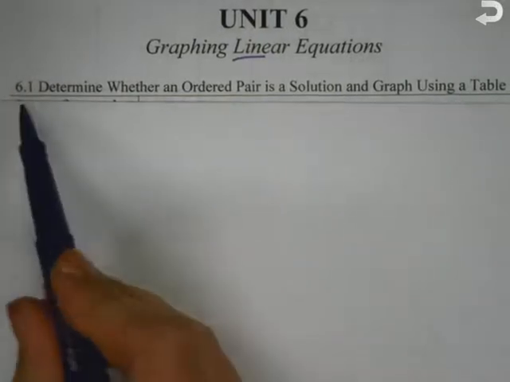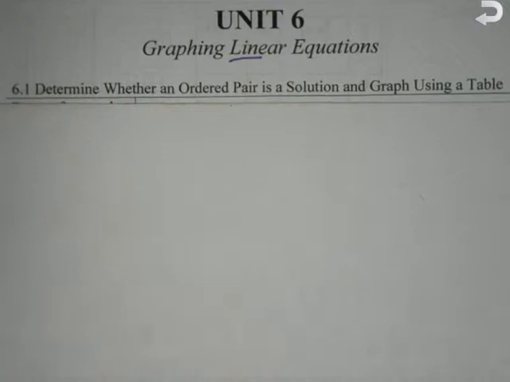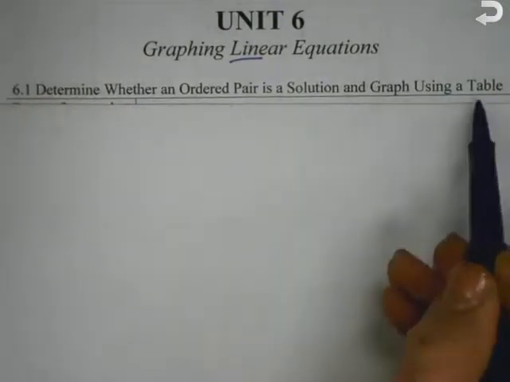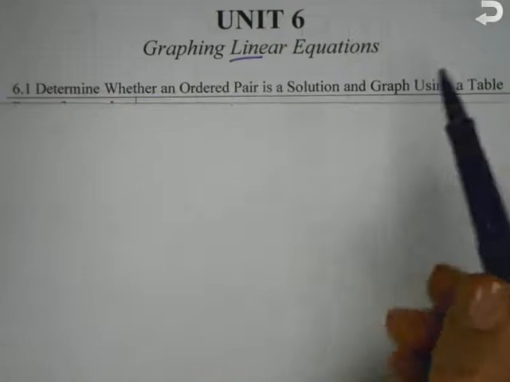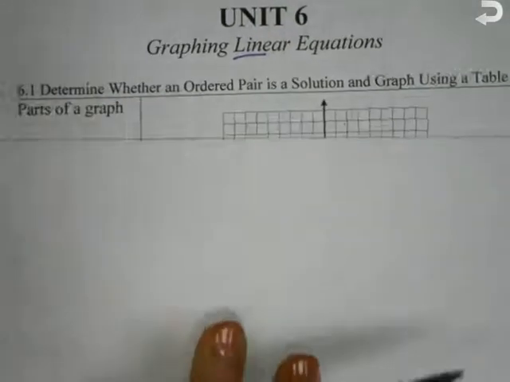Today for 6.1, all we are doing is introducing the graphs and the parts of a graph. We will start graphing using the simplest method, which is using a table. And we're also going to determine whether an ordered pair is a solution. So first, let's look at the parts of a graph.